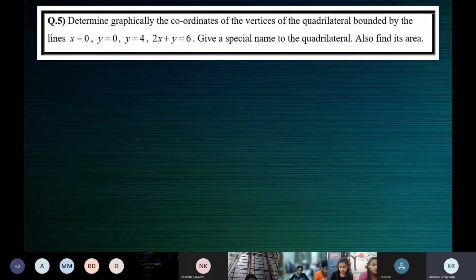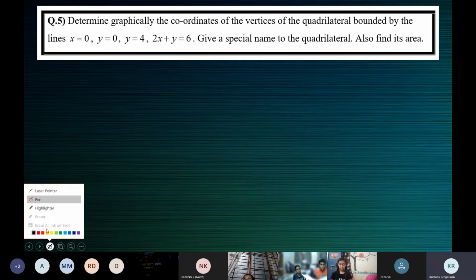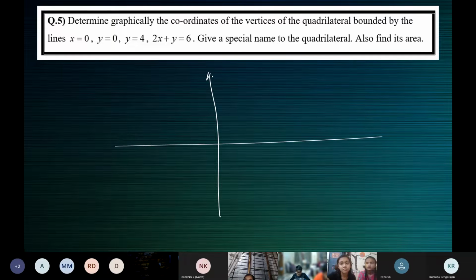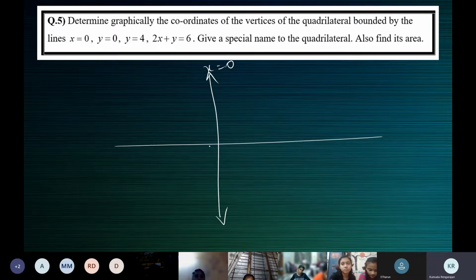Fine, children. So determine graphically the coordinates of the vertices of the quadrilateral bounded by x is equal to 0. So which line represents the equation x is equal to 0? Ma'am, y-axis. This only is x is equal to 0. Then which line represents y is equal to 0? Ma'am, x-axis. X-axis is y is equal to 0.